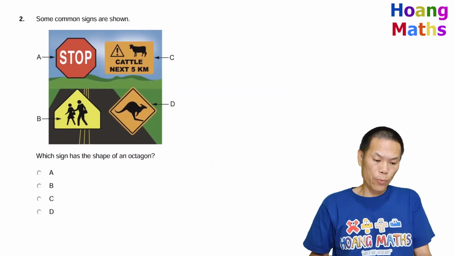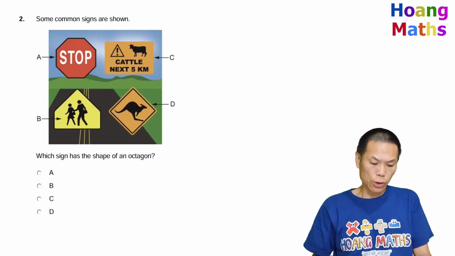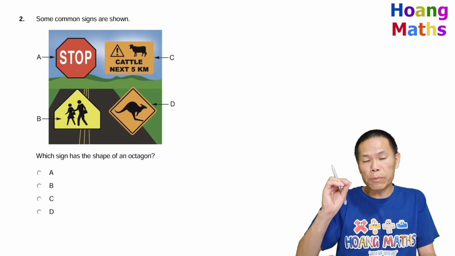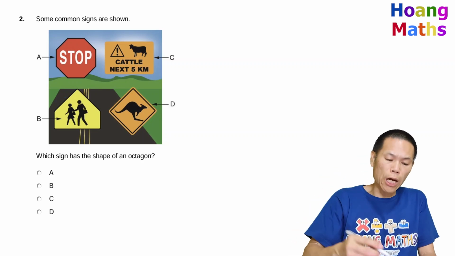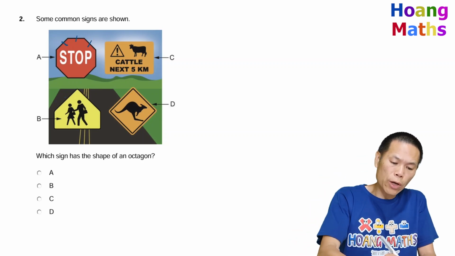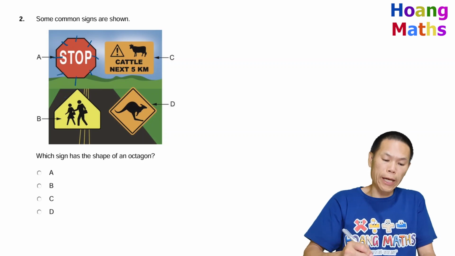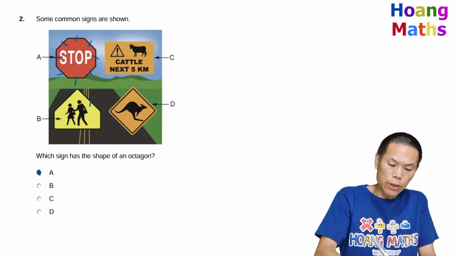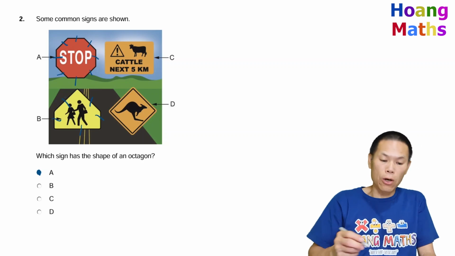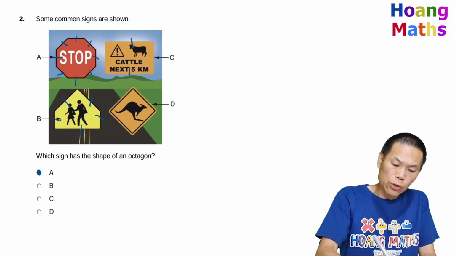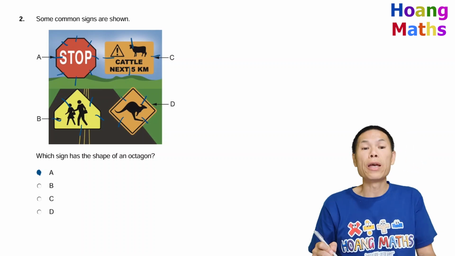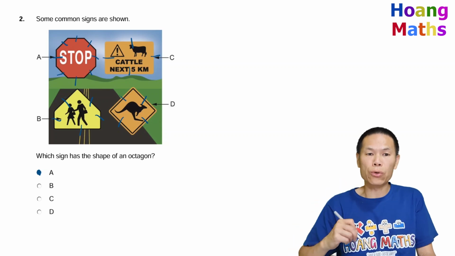Question number 2. Some common signs are shown. Which sign has the shape of an octagon? So octagon means 8. Okay, so 8 sides. So we have 1, 2, 3, 4, 5, 6, 7, 8. So the answer should be A. So there you go. Because B has 1, 2, 3, 4, 5. So pentagon. C is 1, 2, 3, 4. So same as D. 1, 2, 3, 4. So they're both C and D are quadrilateral, if you wish.